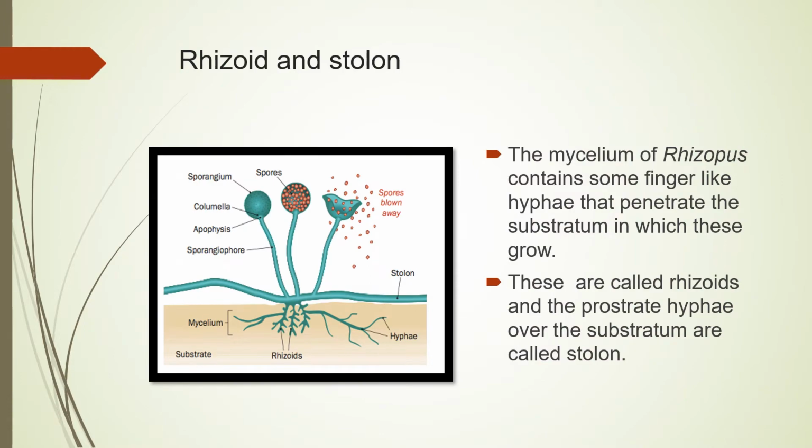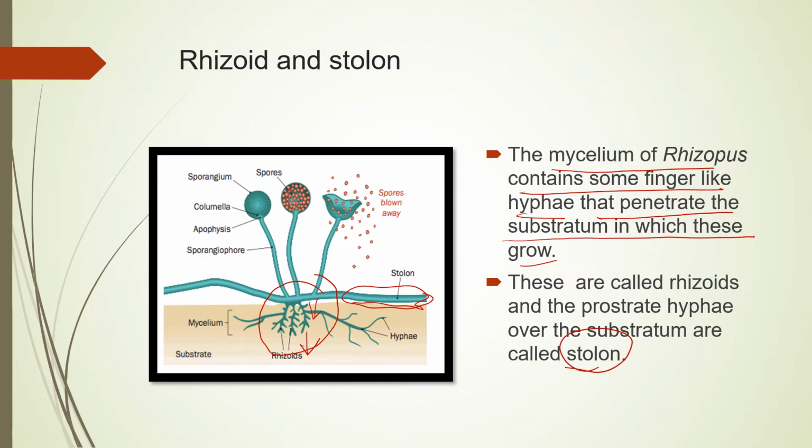In the last part, we have seen that a bunch of hyphae is called mycelium. Now this mycelium of Rhizopus contains some finger-like hyphae that penetrate into the substratum in which they grow. Those finger-like hyphae penetrating into the substratum are called rhizoids. And the prostrate hyphae, the part of the hyphae over the substratum, are called stolon.